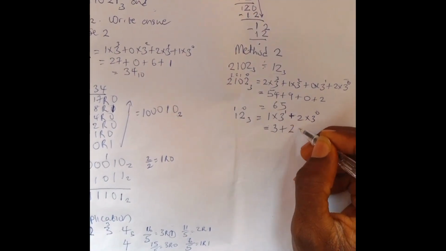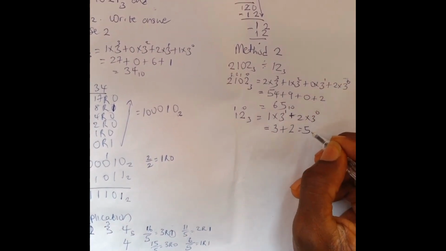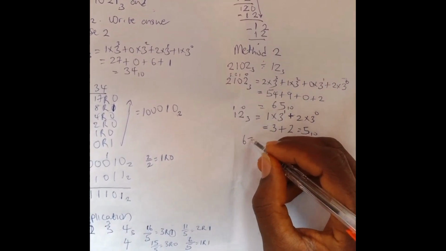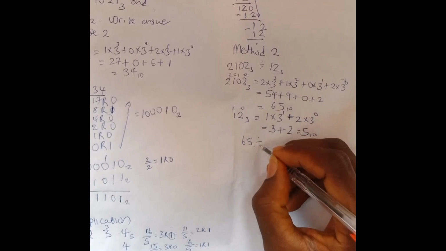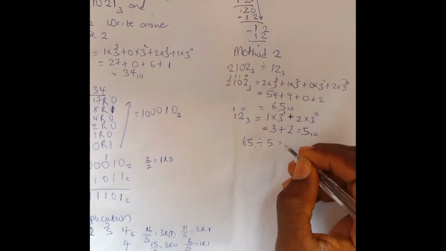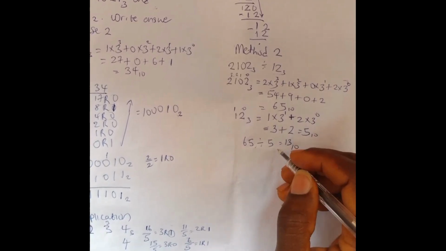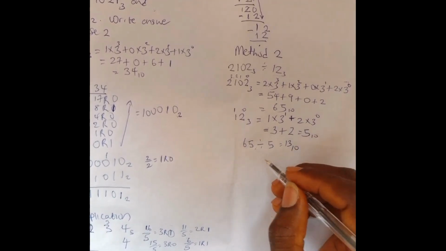Now they are both in base 10. And let's divide them. 65 divided by 5, we get 13 base 10. Now the last step is to convert it back to the base 3 that they gave us in the question.